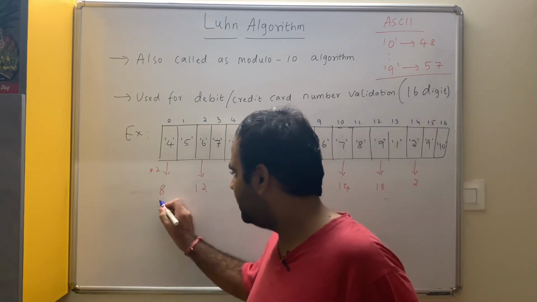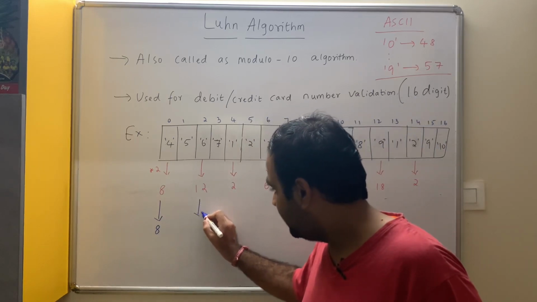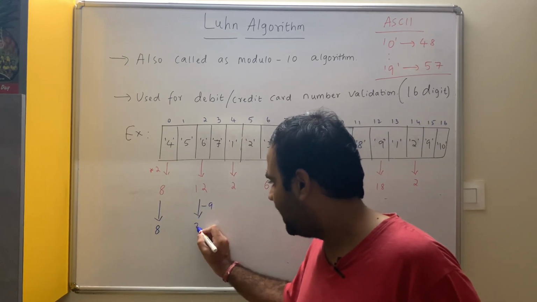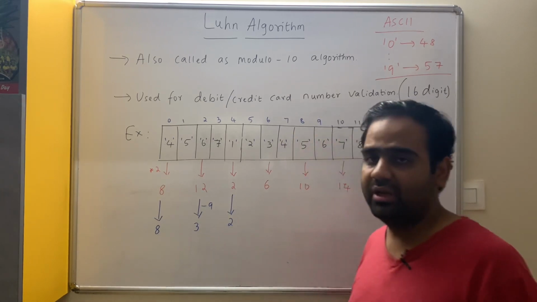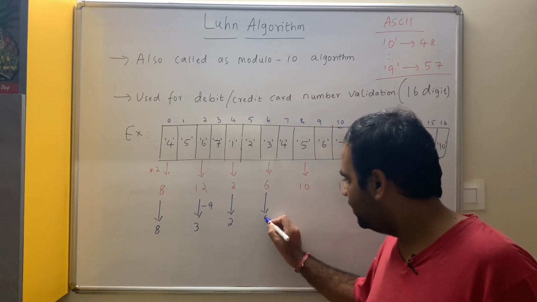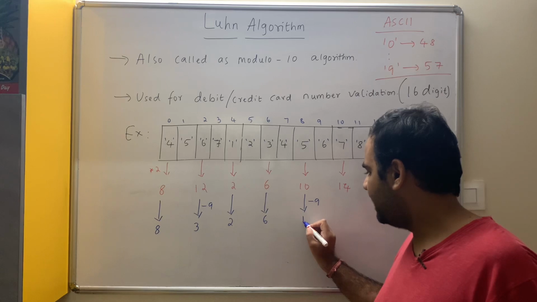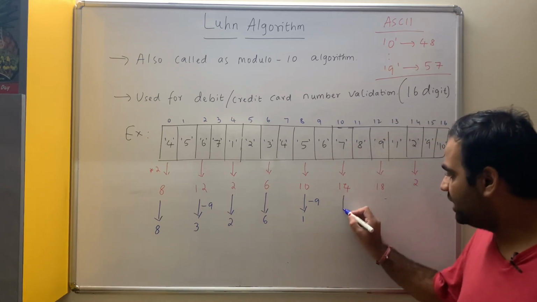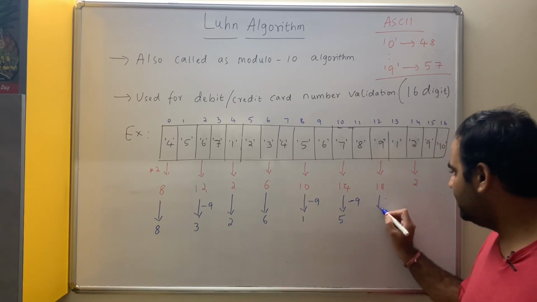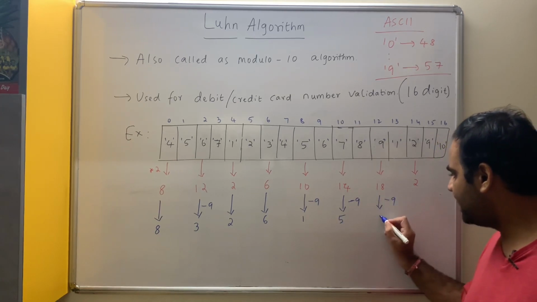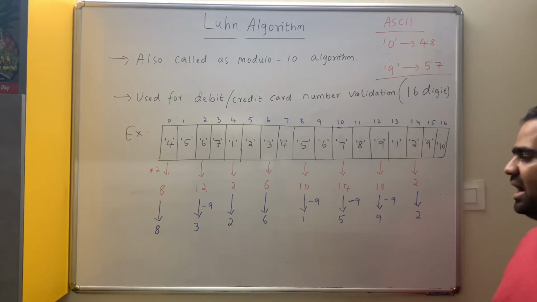Now is it greater than 9? No, we keep it as it is. Is it greater than 9? Yes, I subtract 9 and we get 3. Is it greater than 9? No, you keep it as it is. Is it greater than 9? No, you keep it as it is. Is it greater than 9? Yes, you subtract 9 from it and you get 1. Is it greater than 9? Yes, you subtract 9 from it and get 5. Is it greater than 9? Yes, you subtract 9 from it and get 9. Is it greater than 9? No, you keep it as it is.